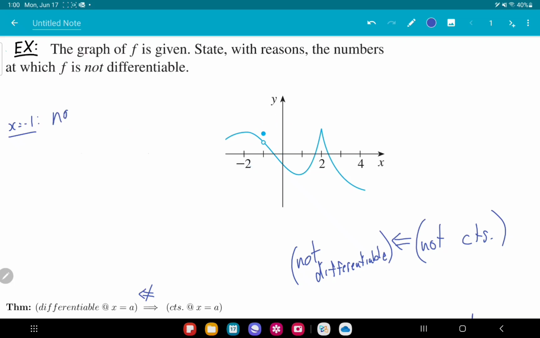So just briefly, I'll write not continuous, therefore not differentiable.